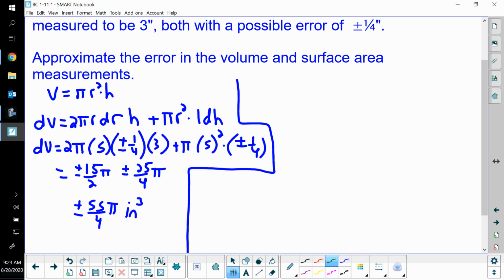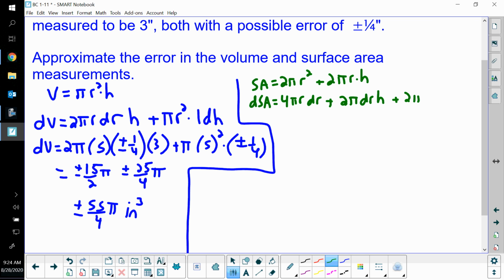Now looking at the surface area. So surface area, you've got two circles, so 2 pi r squared. And then you've got the lateral area, which is the circumference times the height, so 2 pi rh. We're going to do our shortcut to get to the differential again. So we'll have dSA is equal to 4 pi r dr. Got to do a product rule here. We'll think of the times as being right there. So we're going to have 2 pi dr for the derivative, regular h, plus regular 2 pi r times 1 dh.